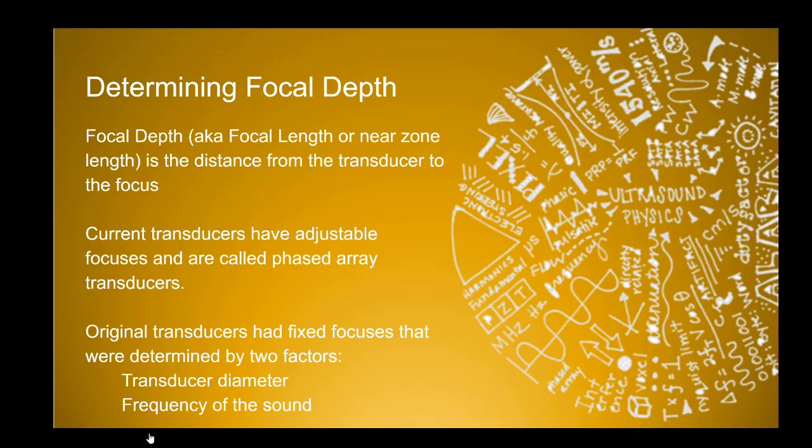So let's first look at how we determine the focal depth. This isn't going to so much be, here's a formula, plug the numbers in and figure it out. This is going to be more based on some concepts that you need to know and how they are related to one another. And those concepts are mostly going to be, what is the transducer diameter? So what is the transducer's width? And the second one is, what is the frequency of the sound that is coming out?